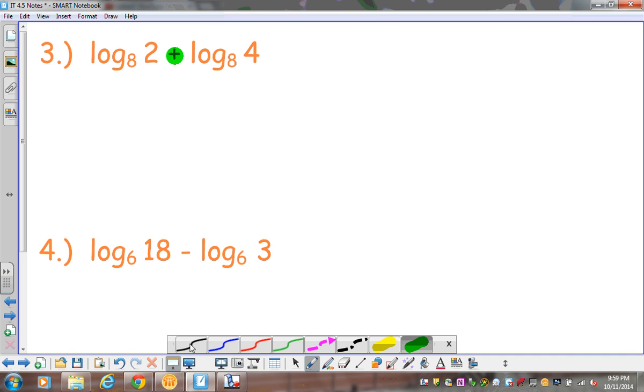So I've got log base 8 of 2 plus log base 8 of 4. So again, it goes with multiplication. So if I condense this, it's log base 8 of 2 times 4. That's not subtraction, it's multiplication. Well, 2 times 4 is 8. So this is going to be log base 8 of 8. Now, don't leave it like this because it's not completely simplified.